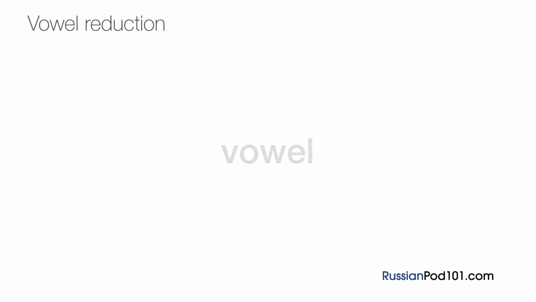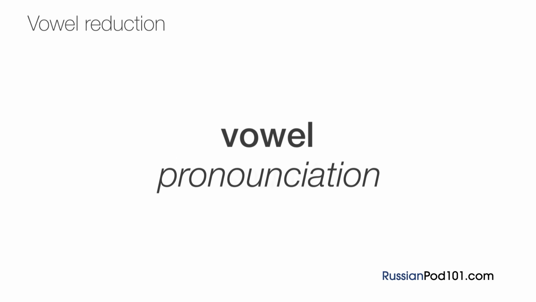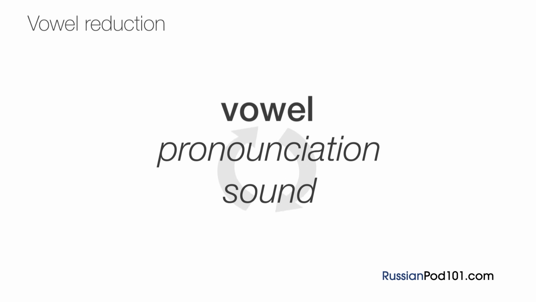Vowel reduction is the weakening of a vowel via a decrease in volume, a shortening of the duration, or a change in the articulation of the vowel, causing it to become less prominent. Due to this weakening, the pronunciation and therefore the sound of the vowel itself will change.